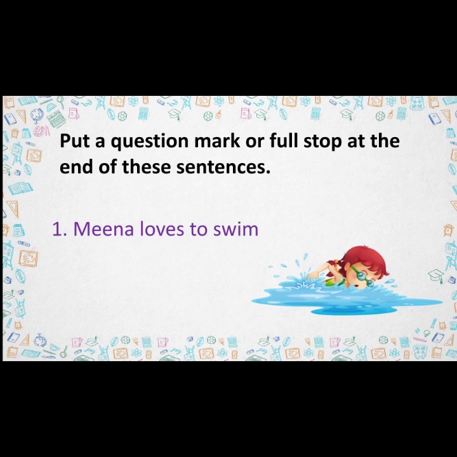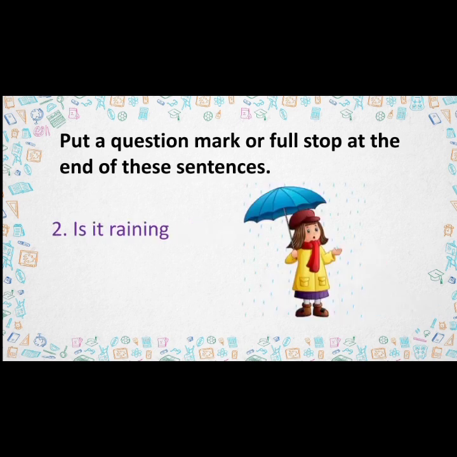First one, Meena loves to swim. Students, this is just a sentence and no question is asked. So, a full stop is put at the end of the sentence, which is after the word swim. Next, is it raining? Here, a question is being asked if it is raining or not. So, clearly a question mark will be put at the end of the sentence, which is after the word raining.